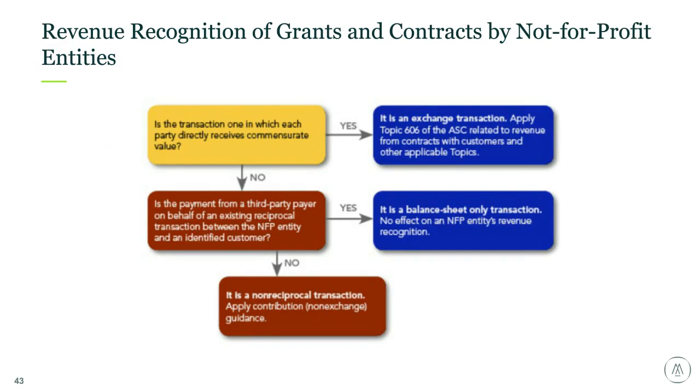Here is a nice flowchart that will help in assessing whether a transaction is a non-reciprocal transaction or an exchange transaction. If the resource provider is not receiving direct value for the resources provided, the transaction will be considered a contribution, unless it can be shown that the resource provider is making the payment on behalf of an existing exchange transaction between the not-for-profit entity and an identified customer. I encourage everyone to be familiar with this flowchart as well as the one on the next slide I'm about to show.